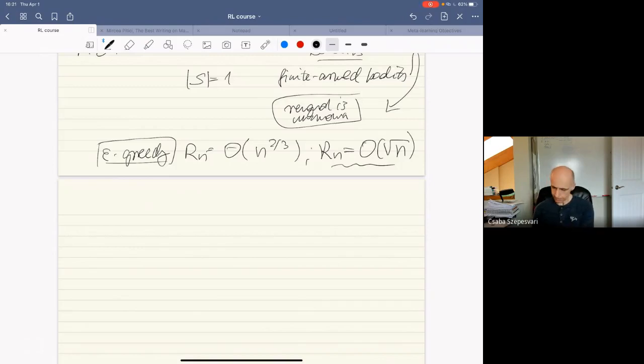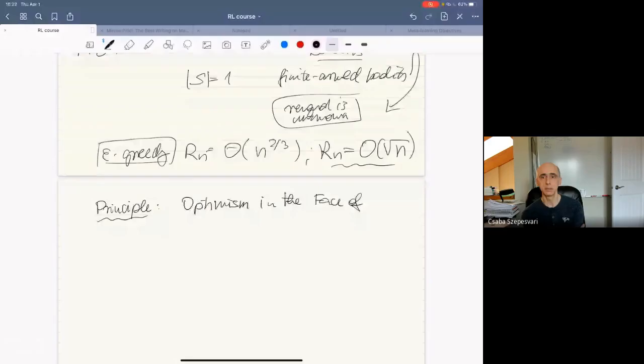So these algorithms, there are many of them, but a lot of them are based on the principle of optimism in the face of uncertainty. And this is a general principle that applies beyond bandits, beyond MDPs, to other scenarios as well.